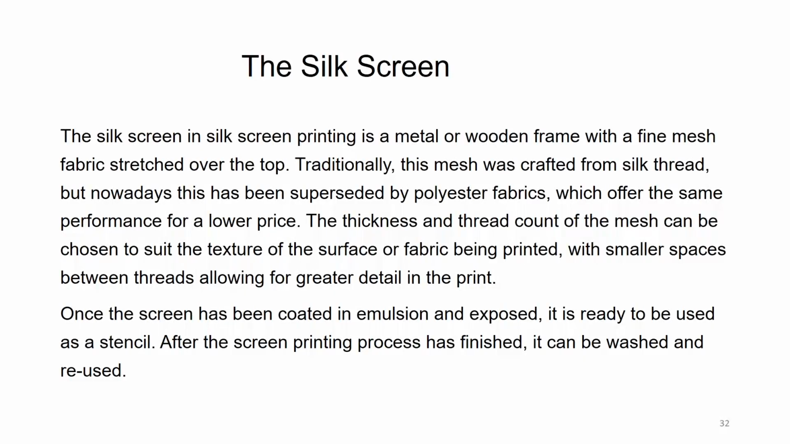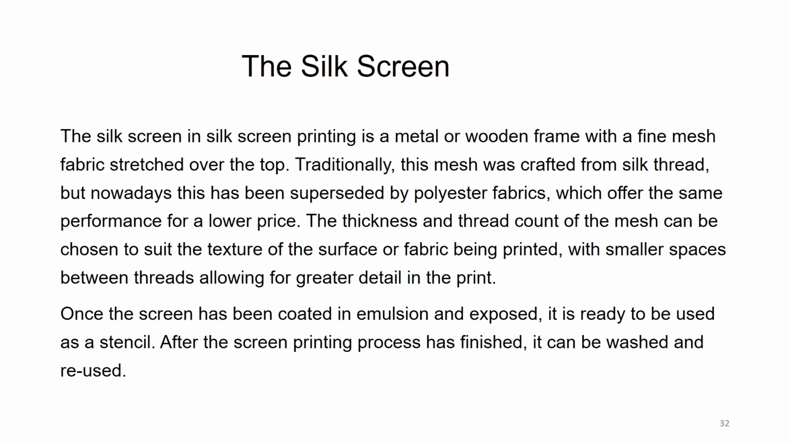The silk screen. The silk screen is the screen. It is made up of a metal or wooden frame with a fine mesh fabric stretched over the top. Traditionally, this mesh was crafted from silk thread, but nowadays this has been superseded by polyester or nylon fabric, which offer the same performance for a lower price.